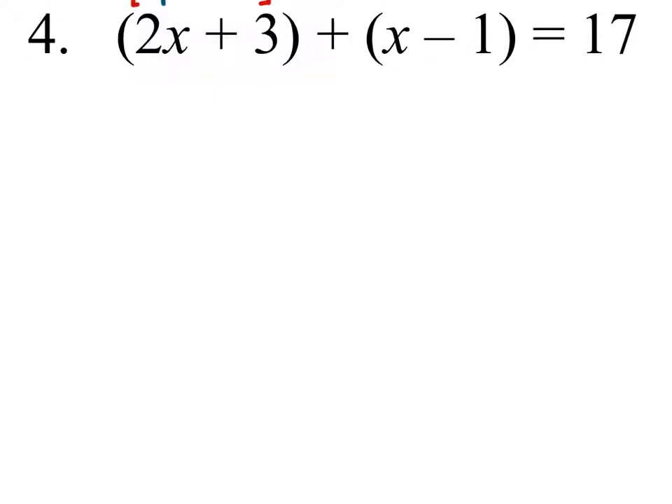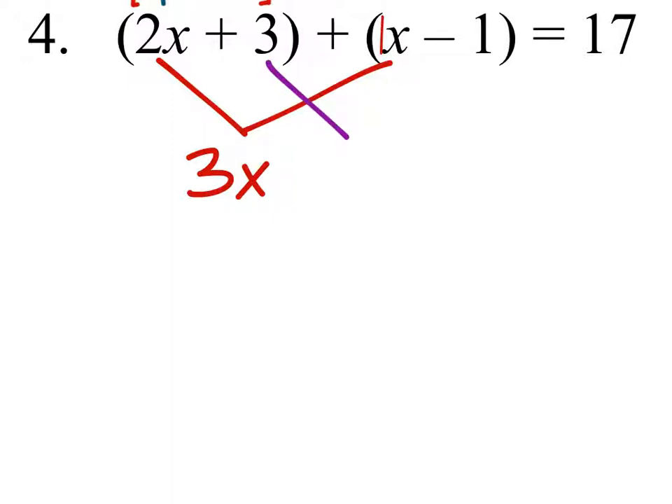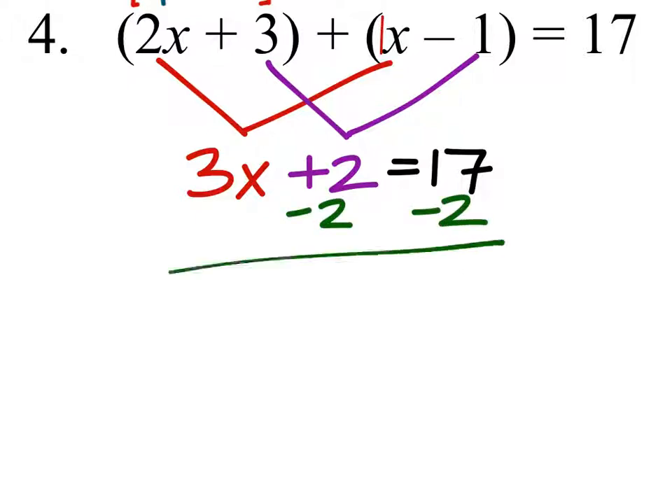So on this one, this is just good. Alright, so looking at this one, we need to combine our like terms. So here I got two x's with this one x, which would give me three x's. And I've got a 3 combined with this negative 1, which would be a positive 2. This equals 17.